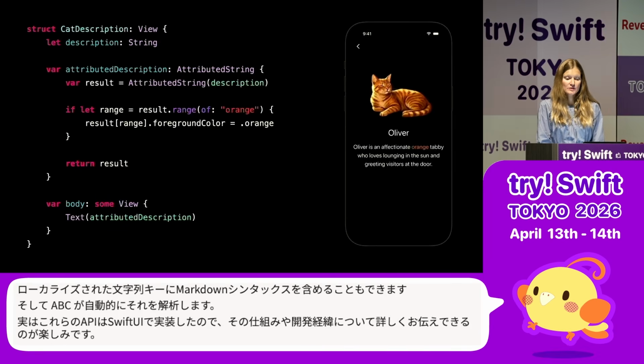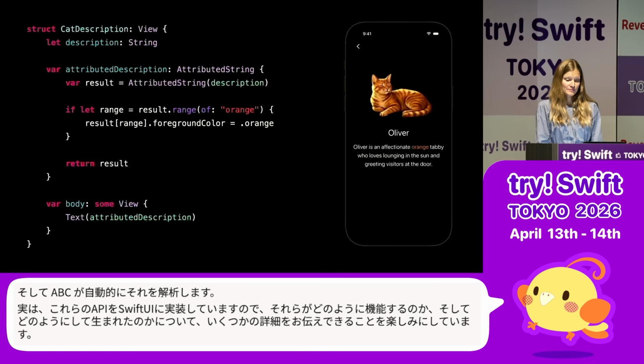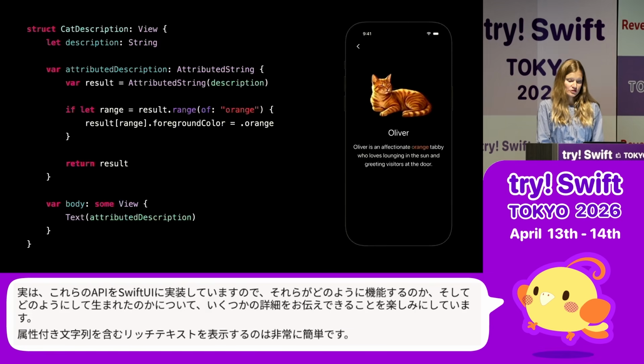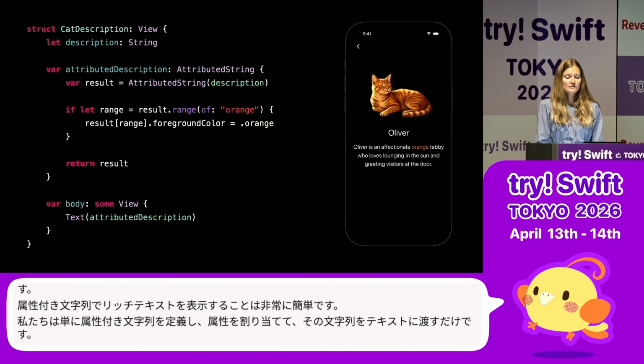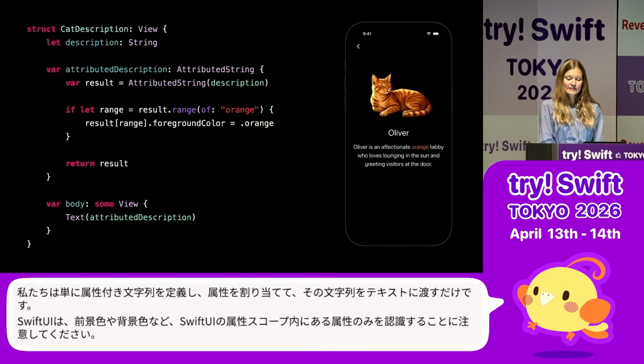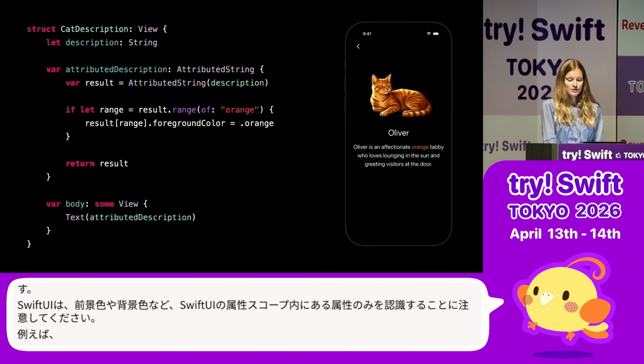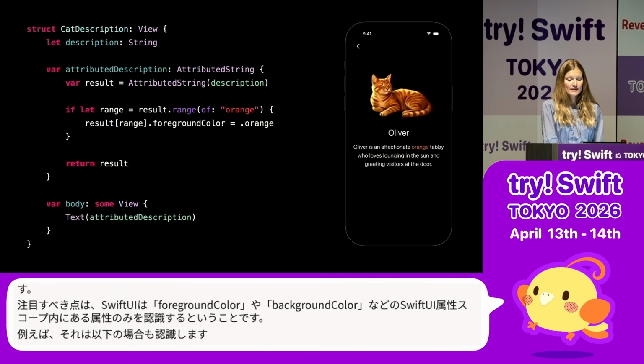Displaying rich text with an attributed string is really straightforward. We just define an attributed string, assign the attributes, and pass the string to text. It's worth noting that SwiftUI will only recognize attributes that are in the SwiftUI attribute scope, such as foreground color and background color, for example. It will also recognize a few attributes from the Foundation scope, like inline presentation intents and links.